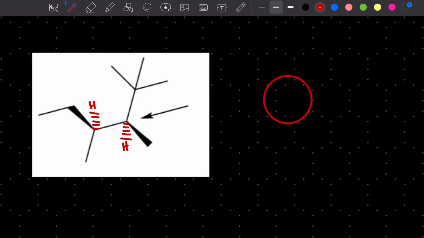And again, remember to always draw the attachment that is not a wedge or a dash for a front carbon. And we can just draw it like this, how it appears. But if you do not want to draw it like that, we can also write down the formula. So let's break it down.